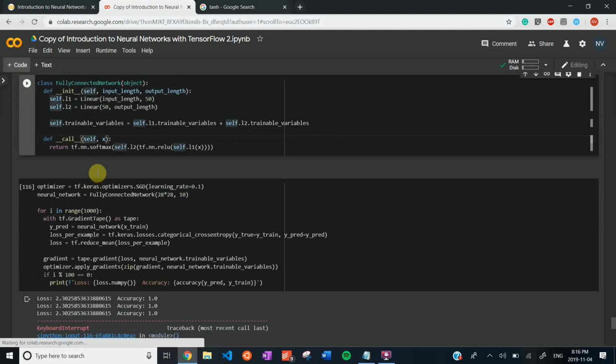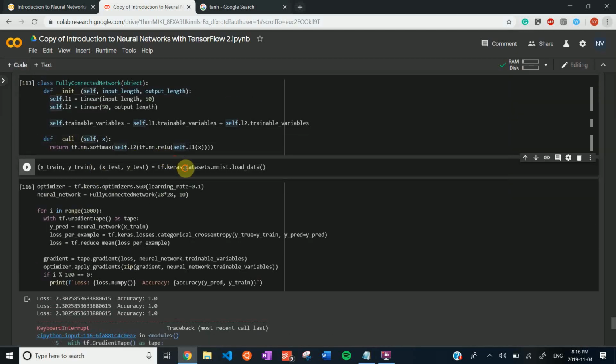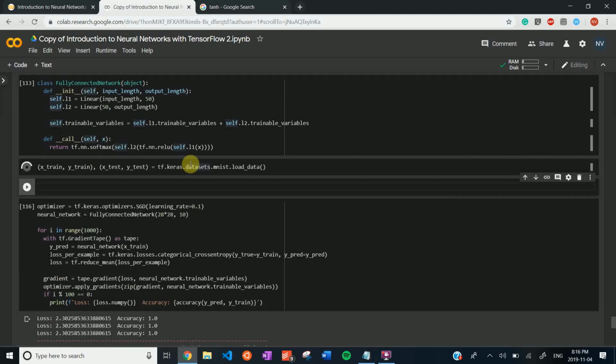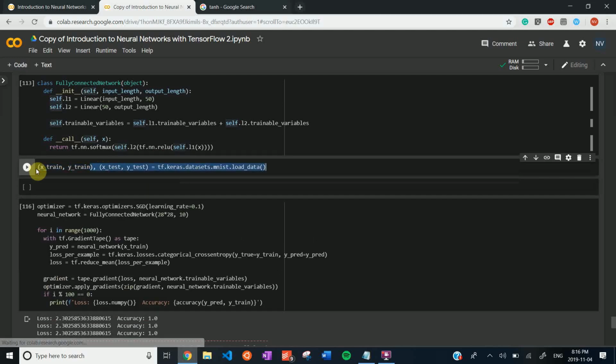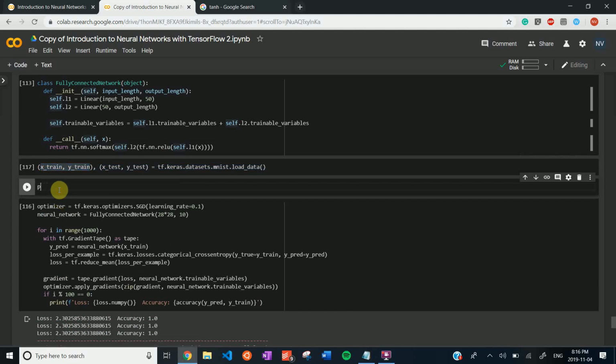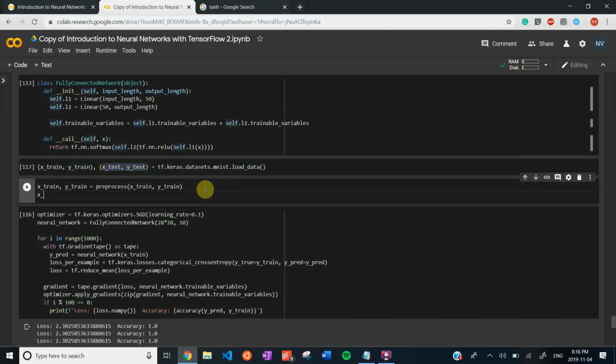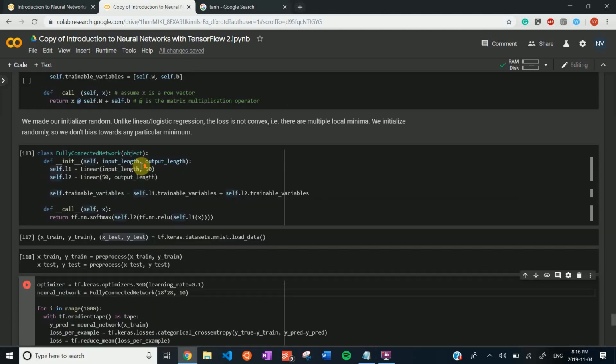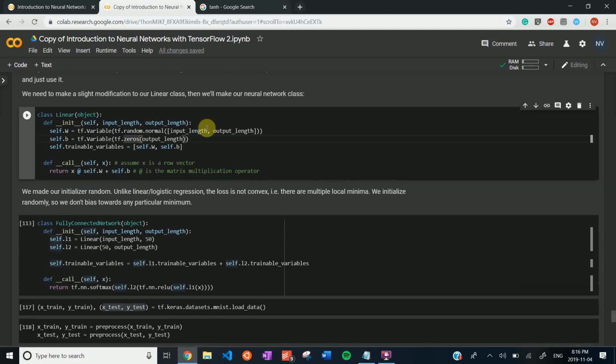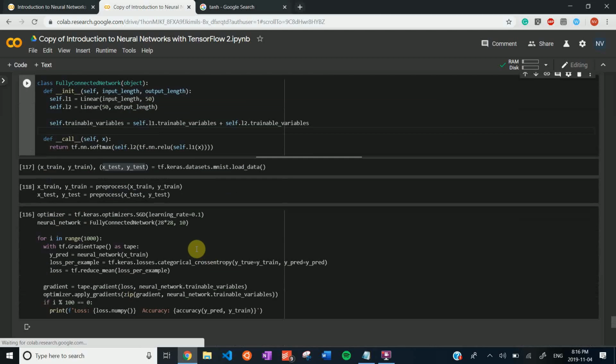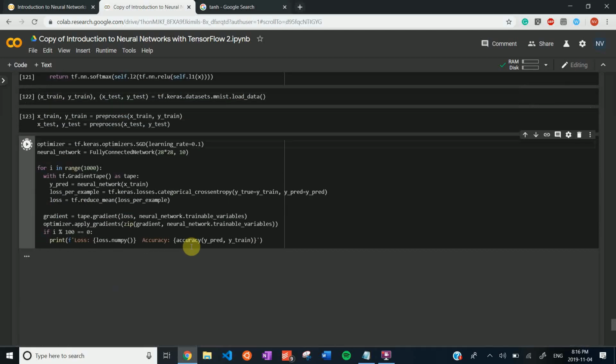Just to fix this up, I'm going to redo this importing of this data. And I'm going to pre-process these again. And also for the test data, pre-process that to make sure that's correct. True. Okay, nice. It's working now.